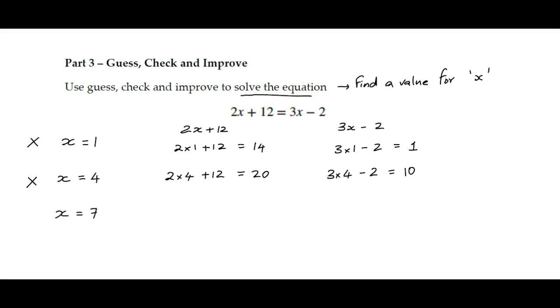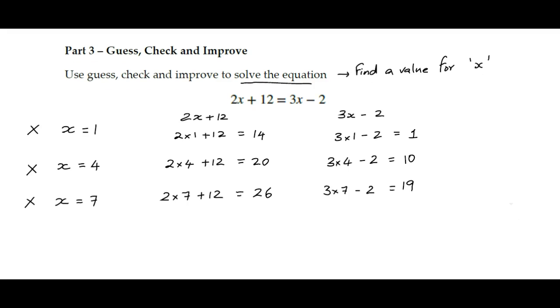7, for instance, x equals 7. Let's see what we get. So 2 times 7 plus 12. So 2 times 7 is 14. 14 plus 12 gives me 26. 3 times 7, take away 2. So 3 times 7 gives me 21, take away 2 gives me 19. 26 and 19. Oh, we're getting close, aren't we? But again, this is not the right answer because 26 can't be equal to 19.